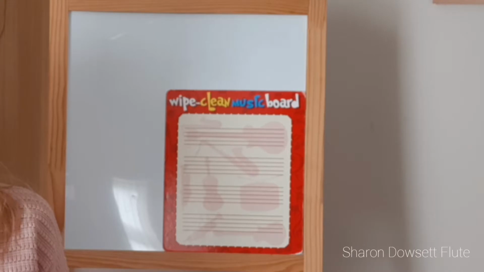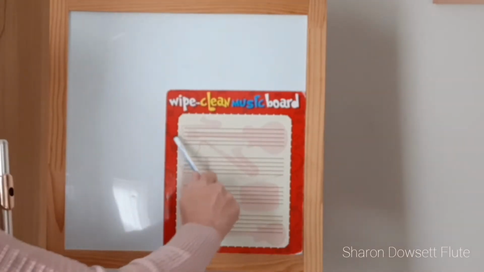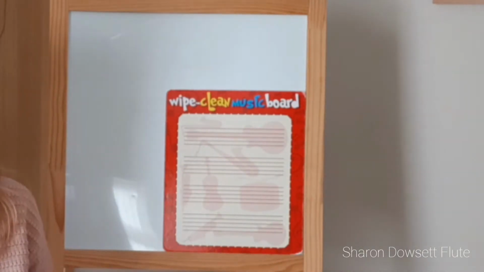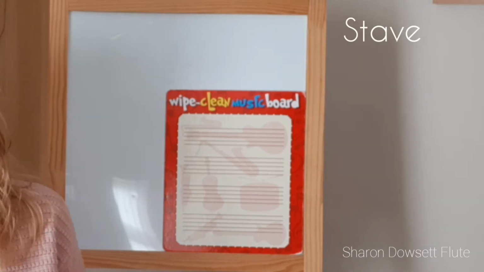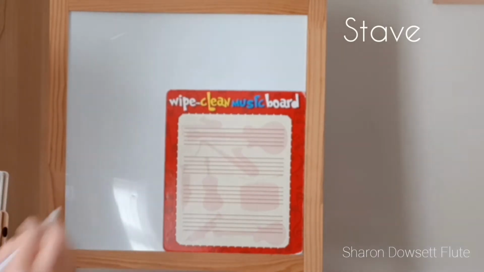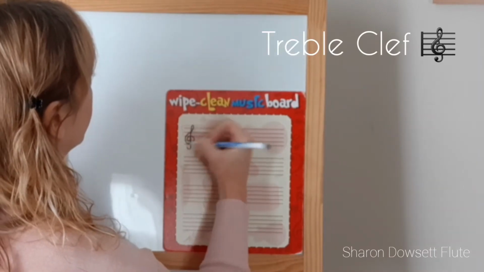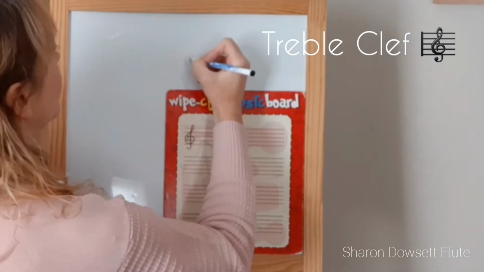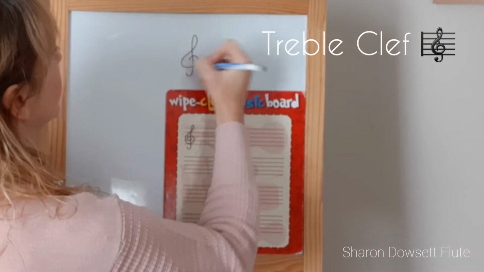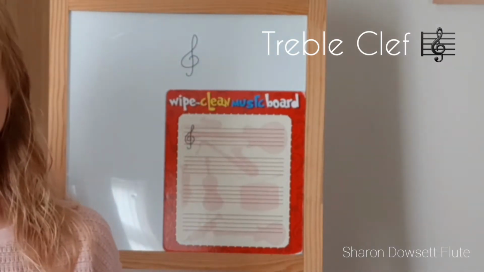Music is written on 5 lines that go across the page. This is known as a stave, and at the start of every single stave you're going to see this symbol. And I'll draw a bigger one up here for you. It's called a treble clef.